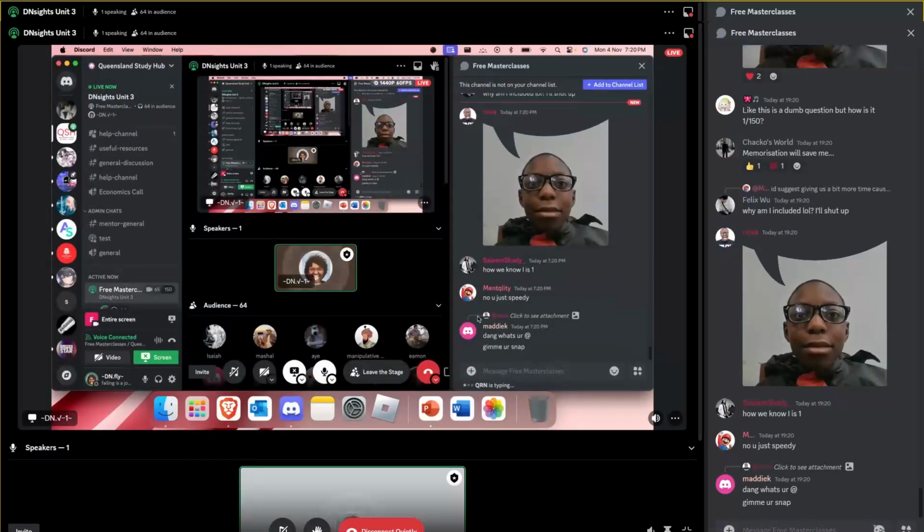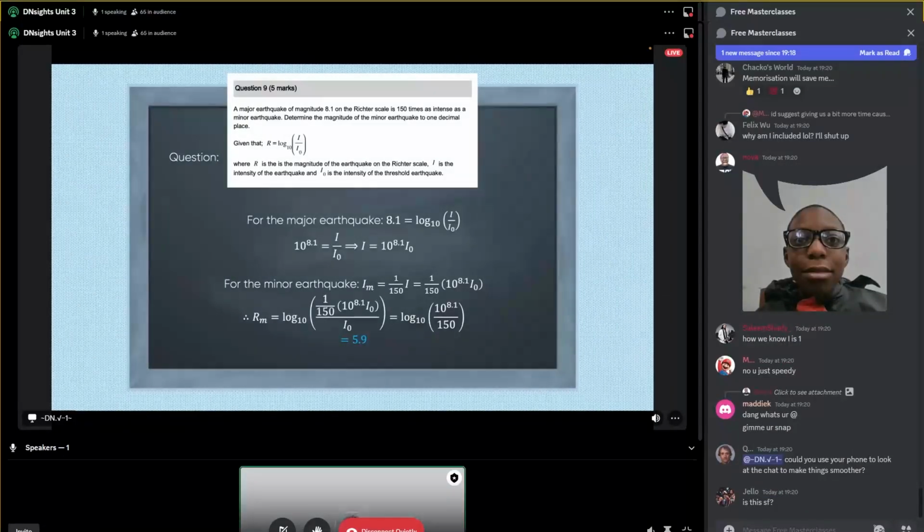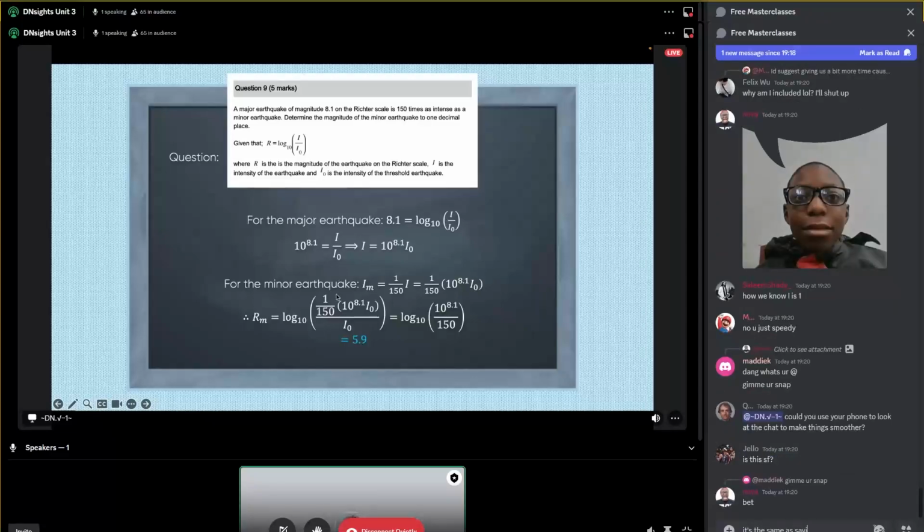How do I was one? No, I is just I. It might just be the notation, but we can rearrange it using this equation. There are different approaches to it, but as long as you get here.